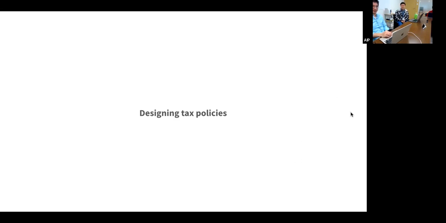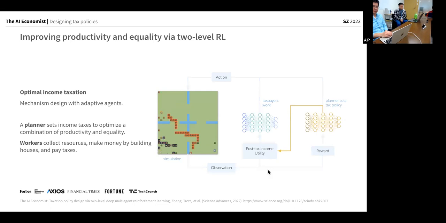Okay, so the first project I want to show you is about designing tax policies using this framework. This is the first project I did when I started thinking about this area. So I apologize for the simple simulation. This is really what I could do using Python and some other tools. But the challenge here is how do you design income taxes?